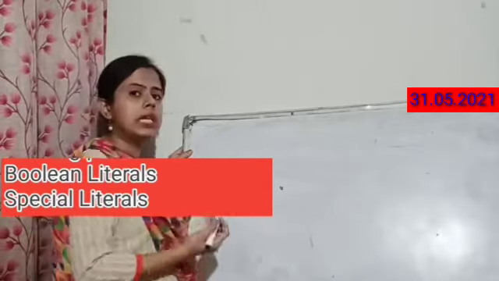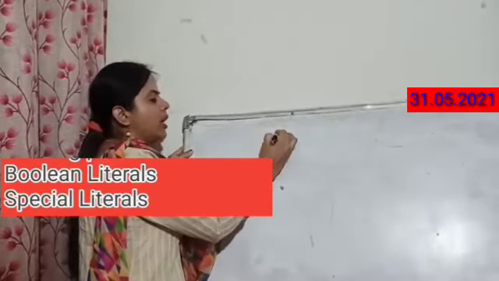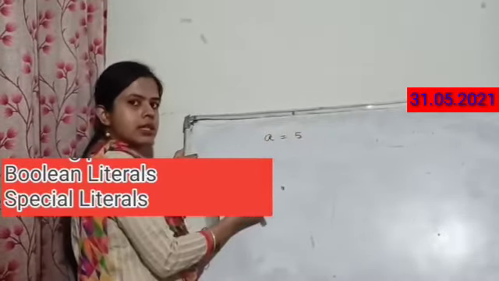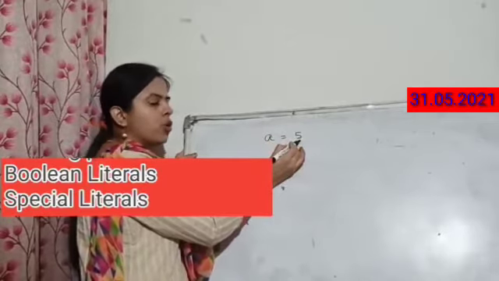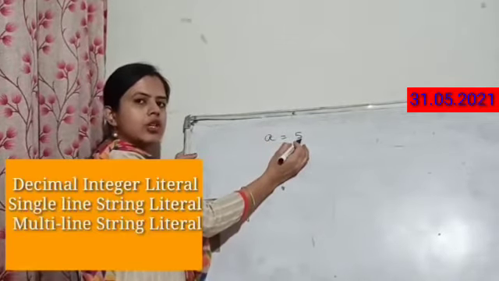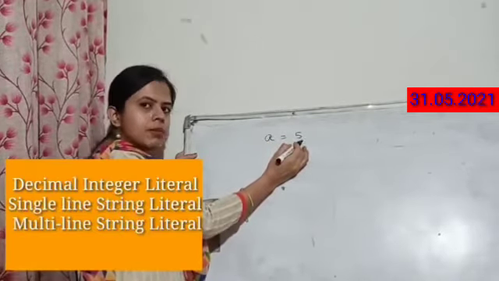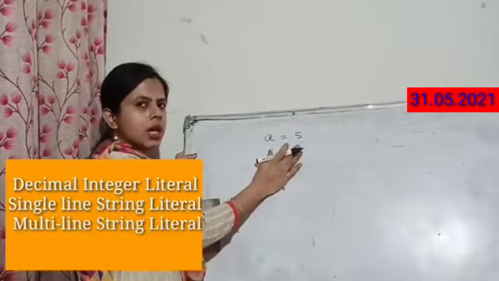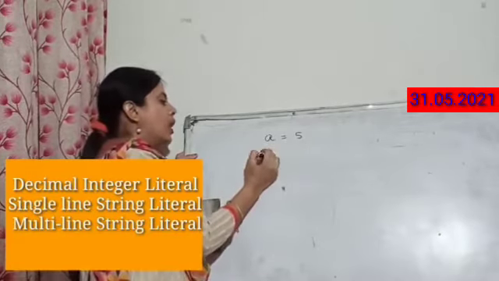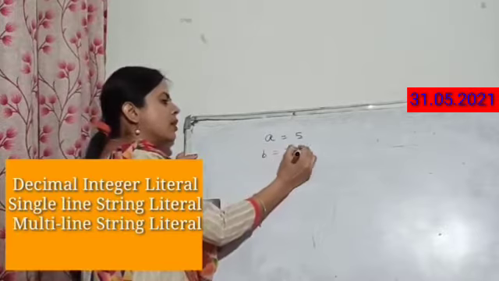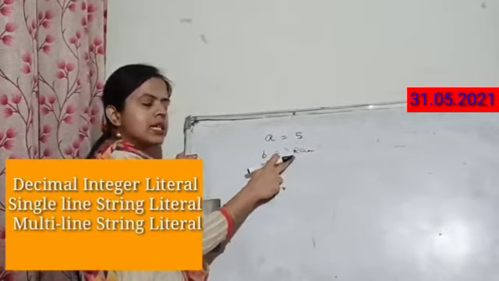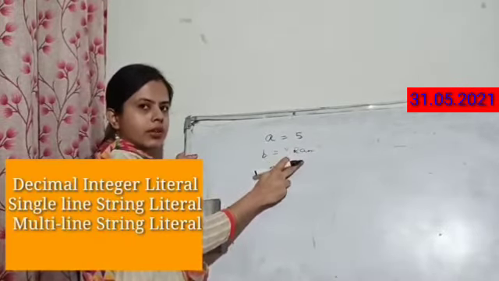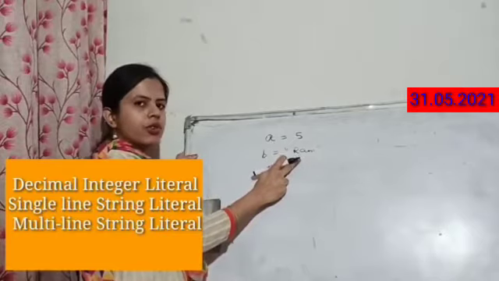Now suppose you can easily recognize the value. Suppose I have written here a is equal to 5. You can say that a is a variable which is storing a decimal integer literal. Okay, this is a decimal integer literal, or you can say an integer literal also. Now suppose I have written here like this. So you can easily say that this is a string literal. This is a single line string literal.